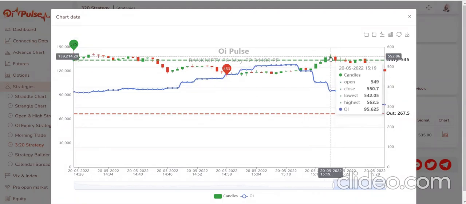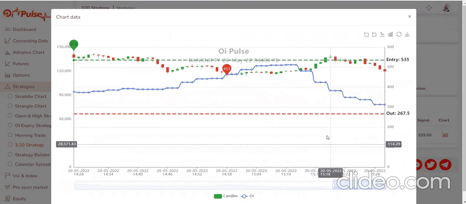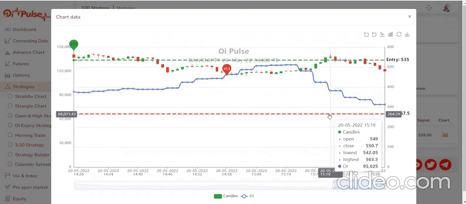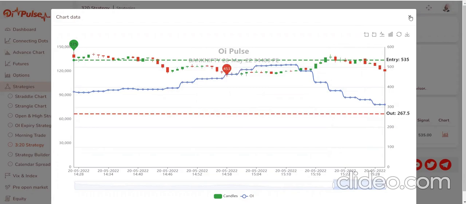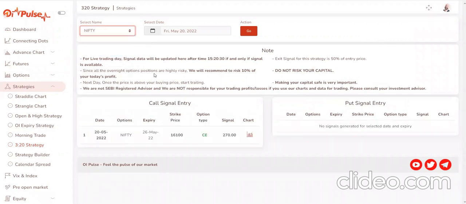Yes, these signals were generated here. Entry level is 535. The SL will be exactly half of the premium. It was option buying, so 50%. It has generated a buy call for the Nifty CE at 270, and the strike price was 16,100 for the 26 May expiry.